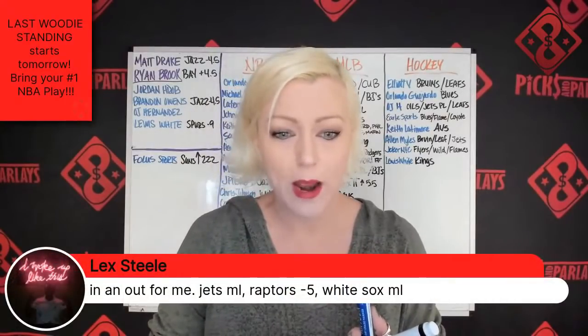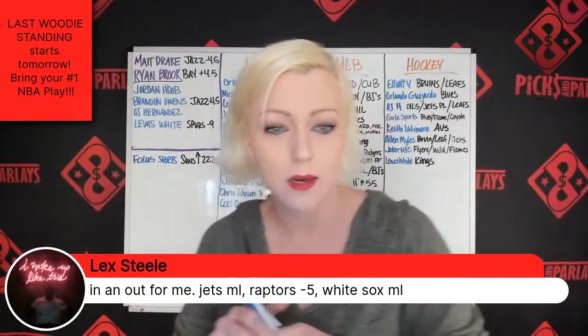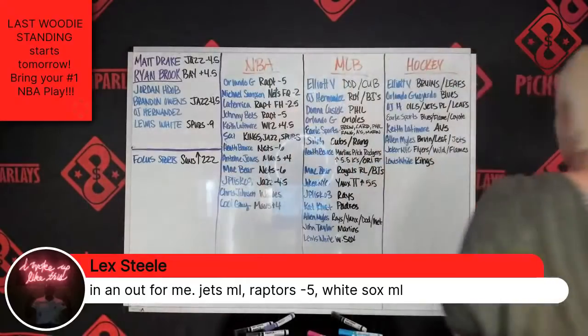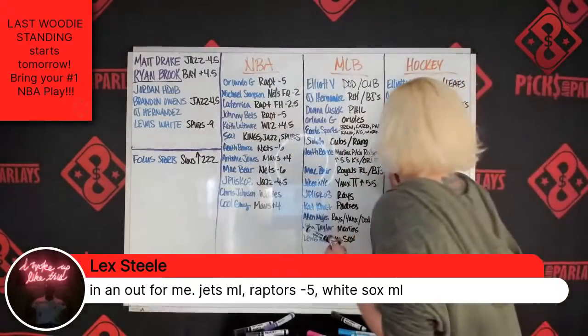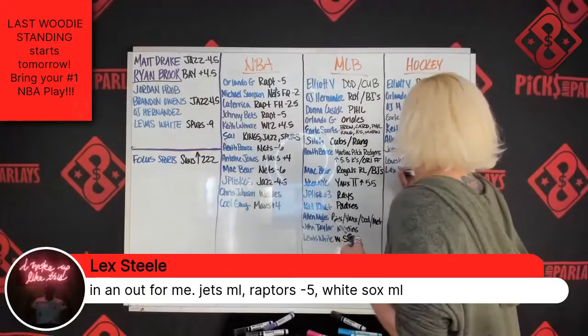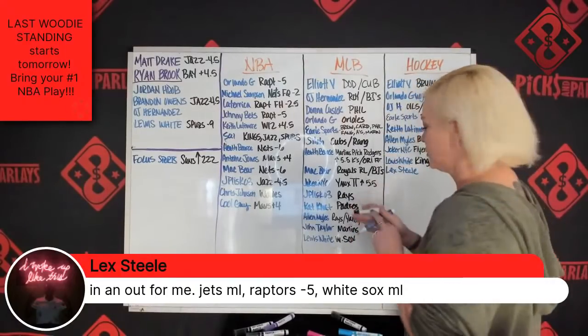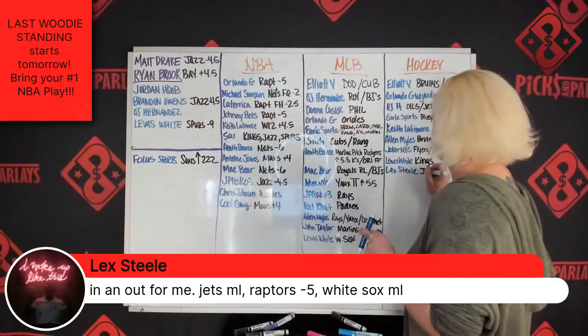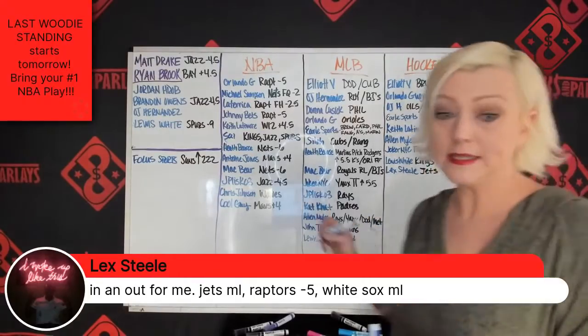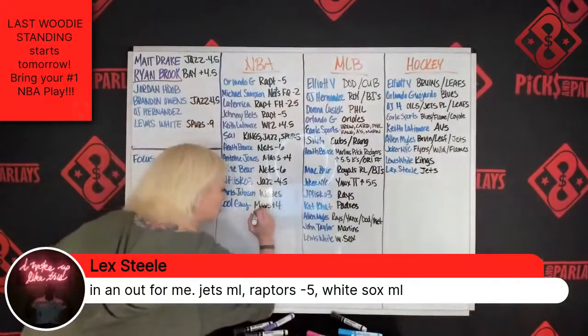Jets money line, Raptors, and the White Sox. Okay, what's an out for you? What is Lex? Okay, Lex is going to roll Jets. Then he's going to bet on the Raptors.